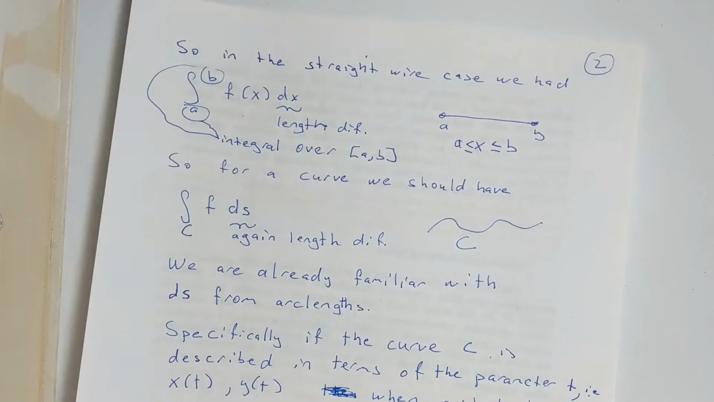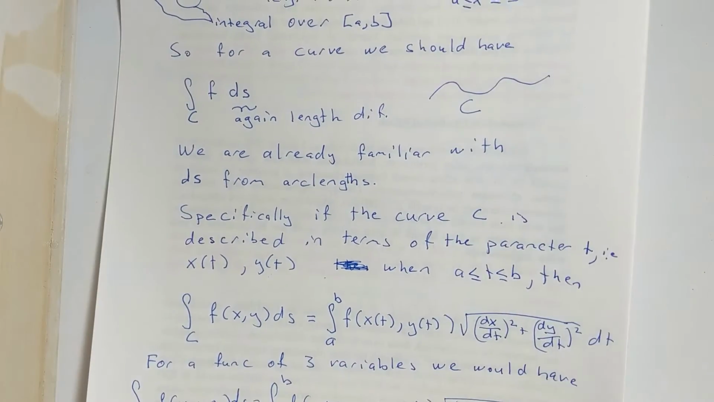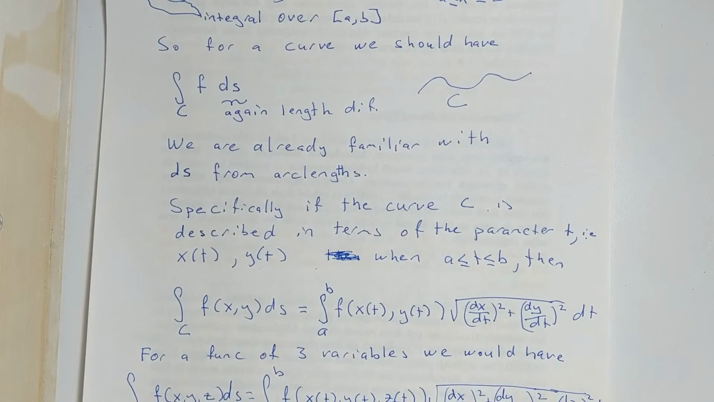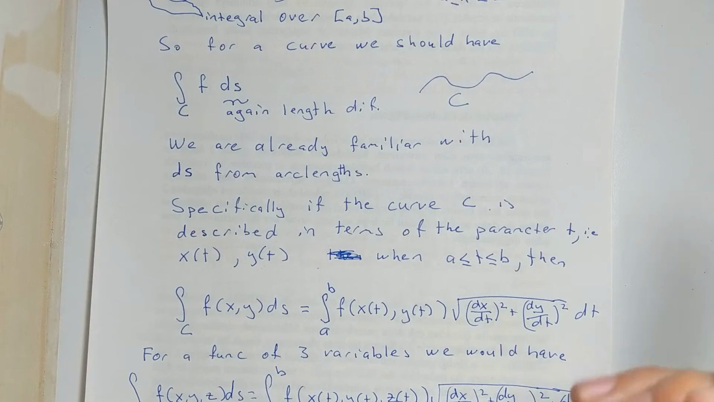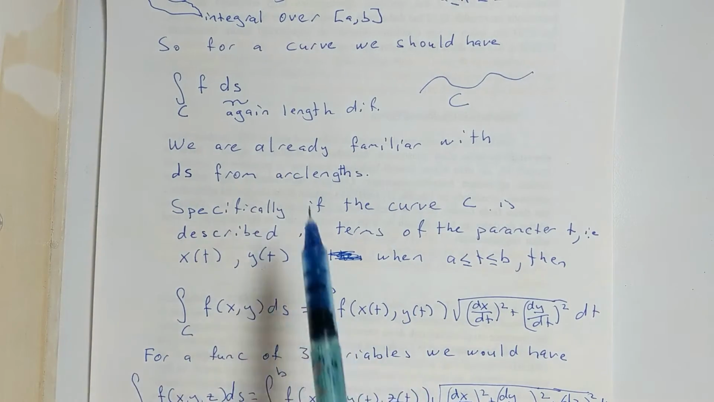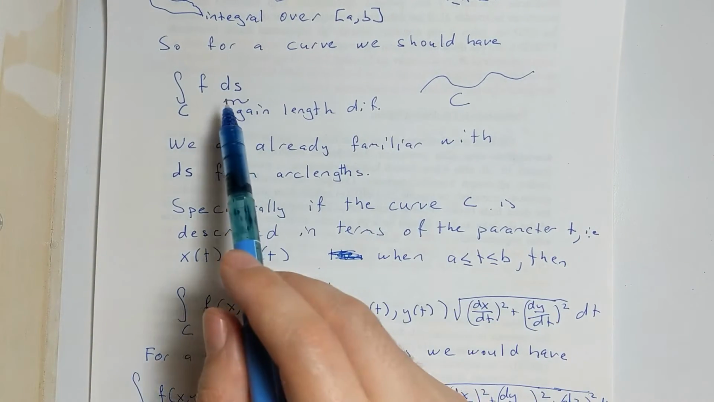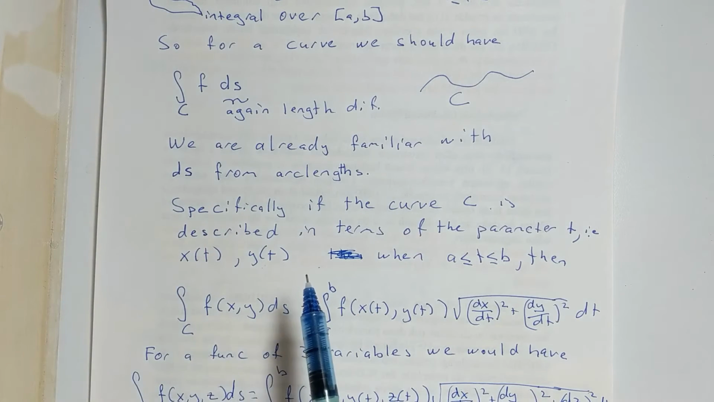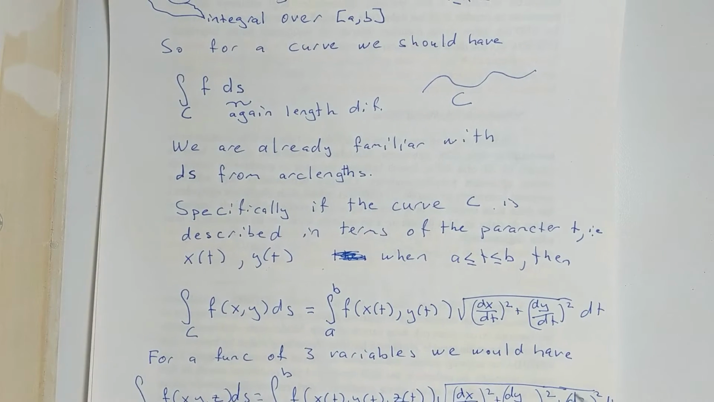Hopefully one day I'll have a video up about arc lengths too, once I get to Calc 1 instead of Calc 2 and Calc 3. But I would highly suggest you review your arc lengths. So our length differential here, infinitesimal length, is called ds, and we know a lot about ds, right?